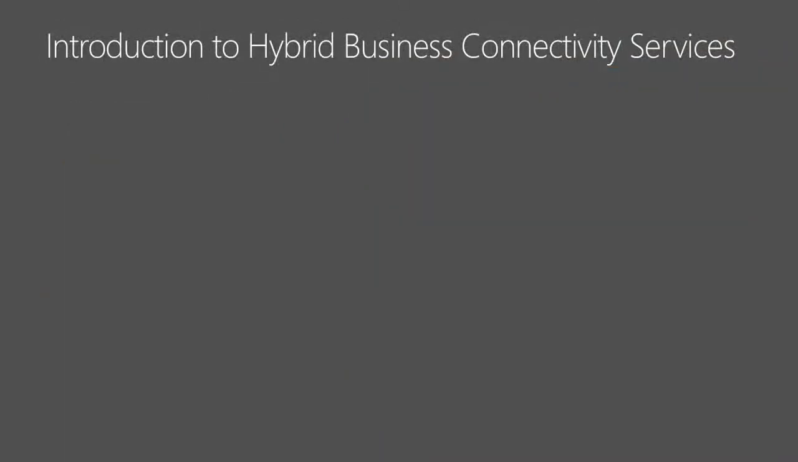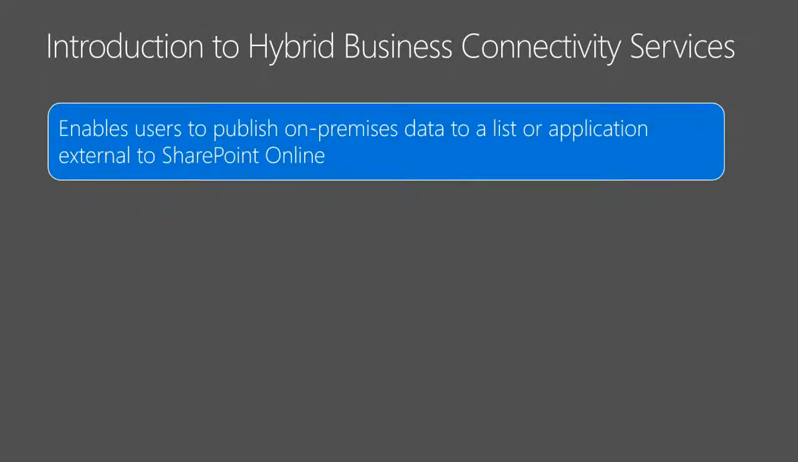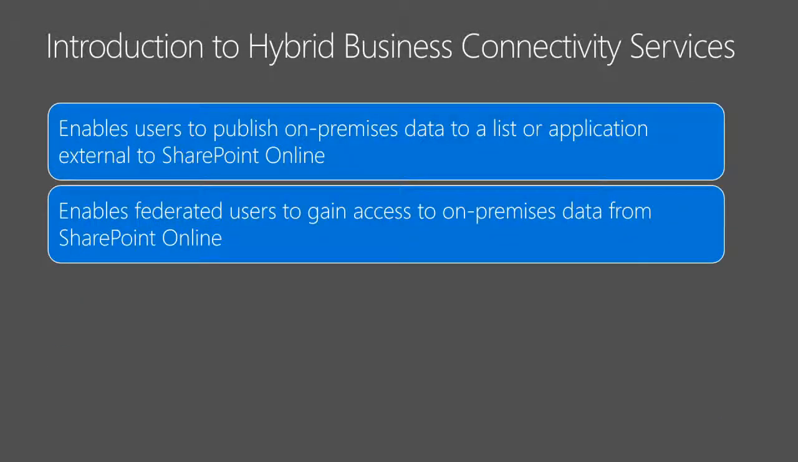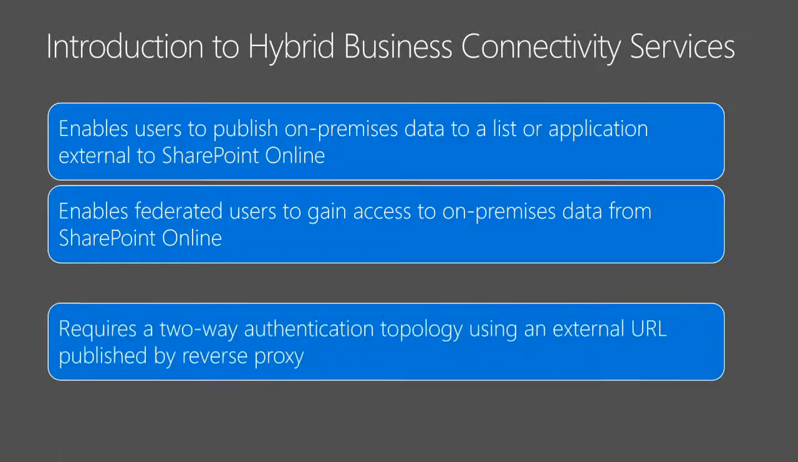Okay, so when we think about hybrid BCS, we've touched on this a little throughout the session already. But ultimately, what we can achieve is publishing a line of business data application in SharePoint Online and consuming that data in SharePoint Online. So enabling users that are outside of the firewall from within the organization that may be using SharePoint Online already for other purposes to see that data in SharePoint Online too. And as Manas touched on earlier, having DirSync in place is a requirement. Having the ability for that user rehydration process to take place is an absolute must.